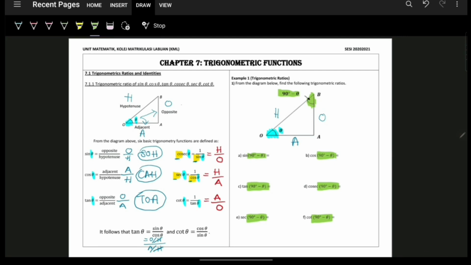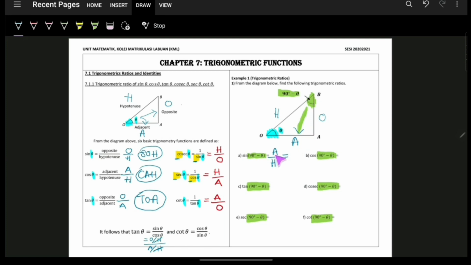Okay, now we are going to learn how to get the trigonometric ratios for this angle. Let's look at sine of 90 degrees minus theta, and we know sine is opposite over hypotenuse. Referring to this specific angle, the side opposite to this angle is A. This is the opposite of it. Which is opposite over hypotenuse, and A is A over H.